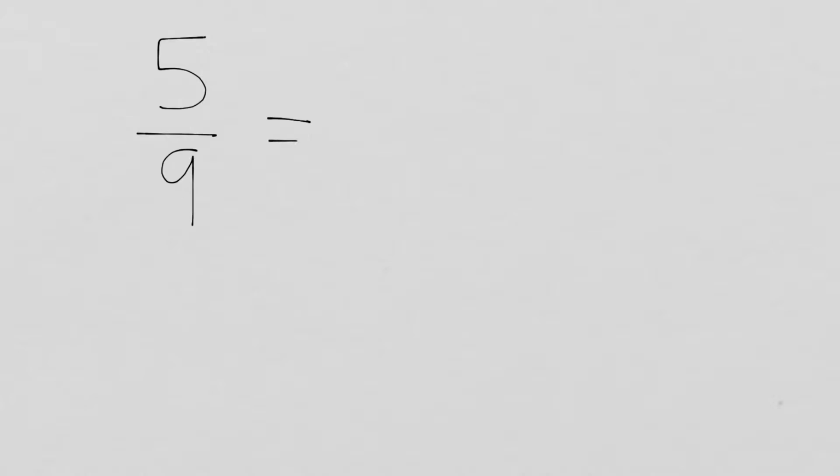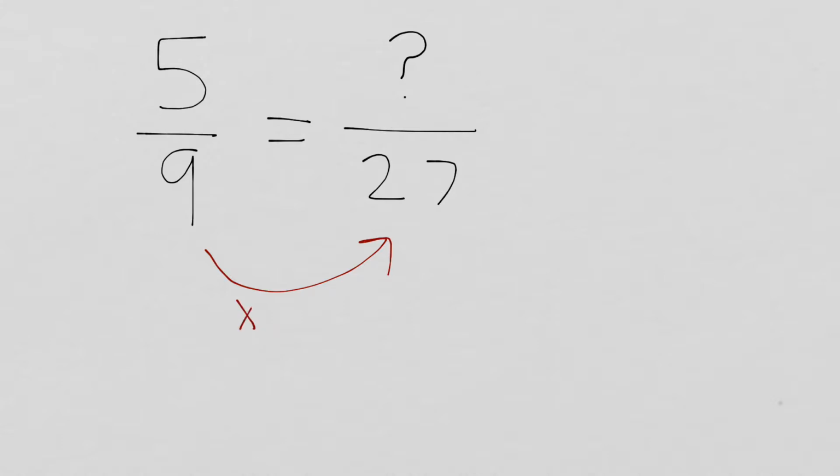5/9 is equal to something over, let's say, 27. Something 27ths. Well, if we can figure out what we multiplied the denominator by, we can figure out what to multiply the numerator by. So what are we going to multiply 9 by to get 27? Pause the video, see if you can figure it out. Alright, we're going to be multiplying by 3. So 9 times 3 is 27.